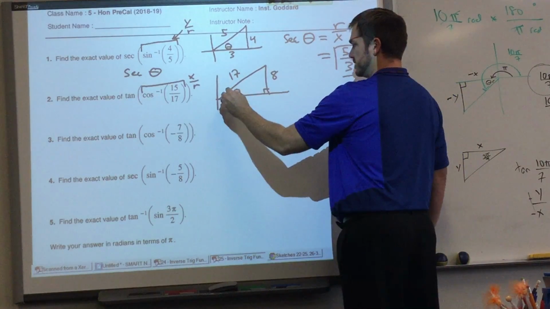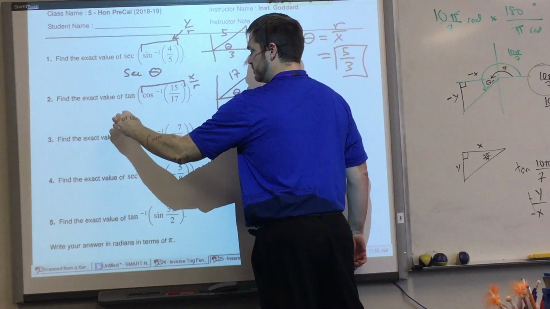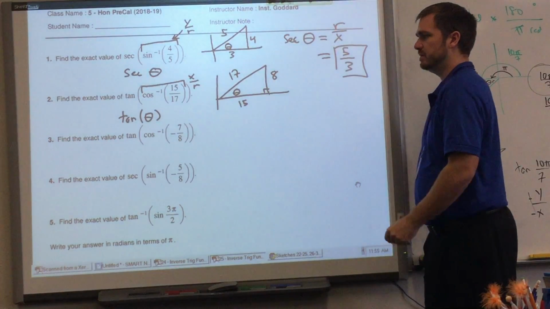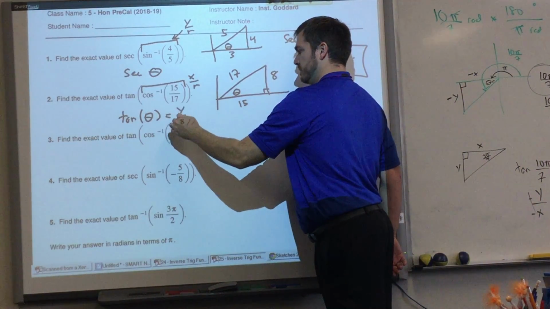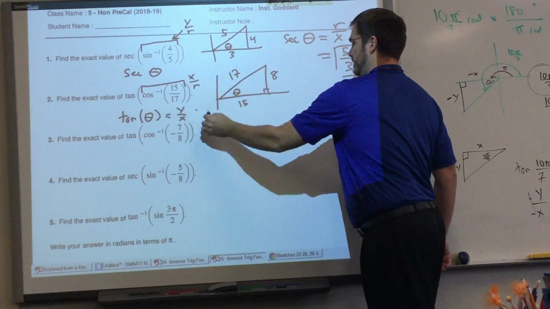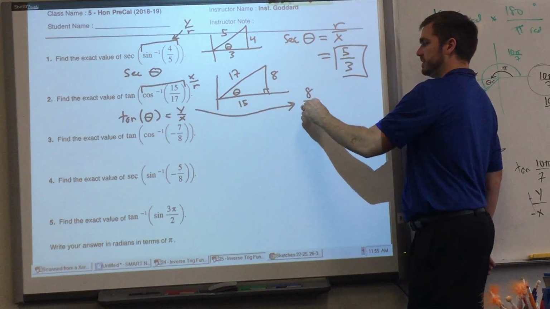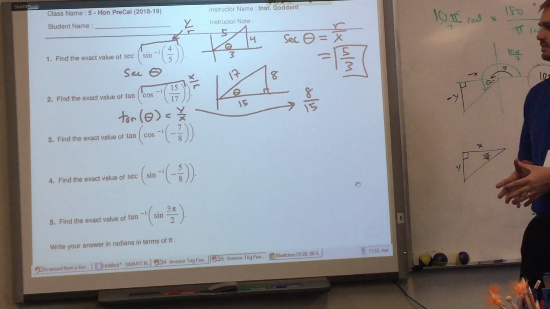And I'll draw theta. So what this is asking is what's the tangent of theta? Y over x. And the y value is 8. The x value is 15. And you're done.